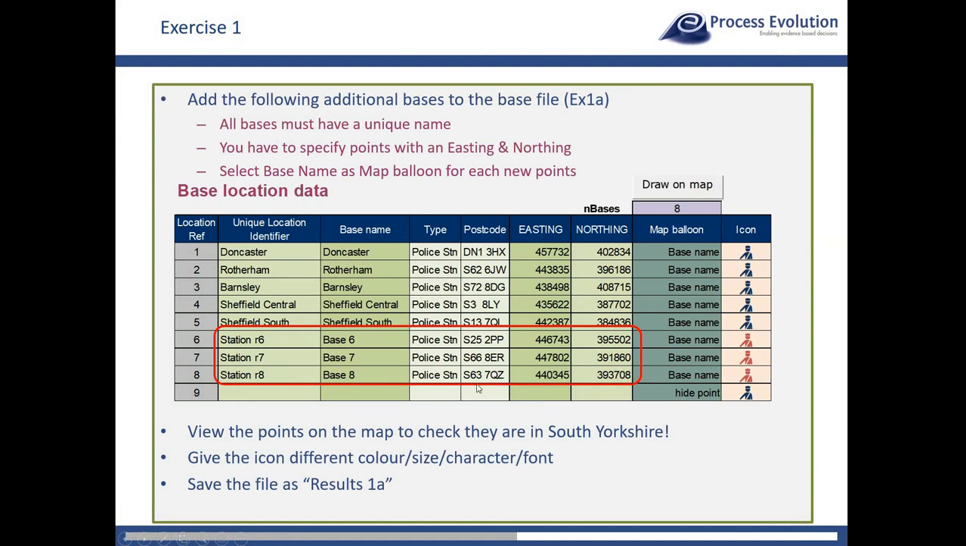So what we're now being asked to do is to add 3 additional stations in. Station R6, R7 and R8 with these coordinates. Things to be aware of, all bases must have a unique name, so they can't be the same as previous ones. Also, we look at selecting the bases using eastings and northings. So what I'm going to do here is I'm going to go back into my model.